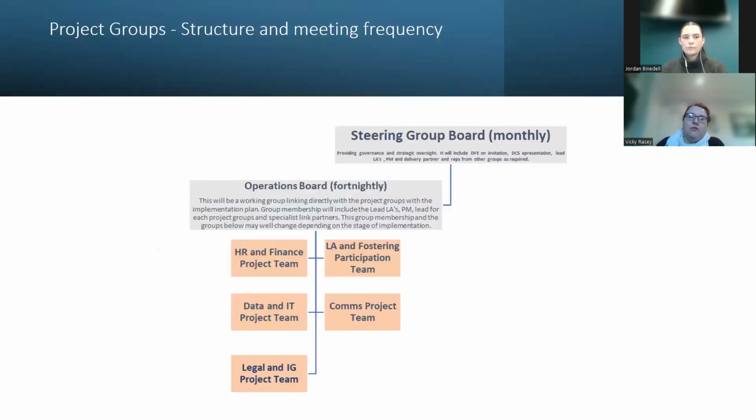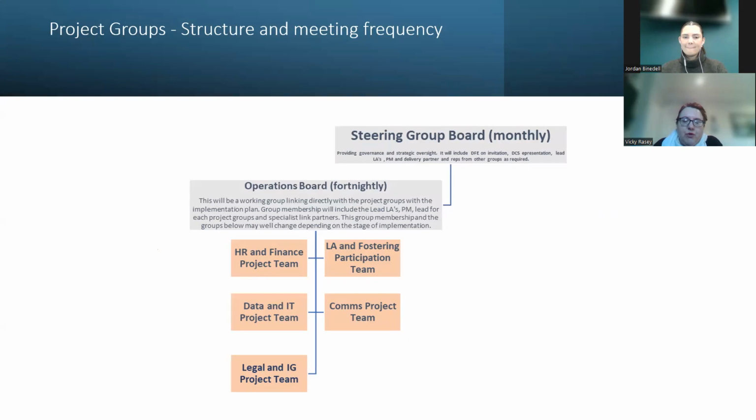This is just an overview of our project groups, so that you can see there's governance of the project in terms of the steering group board. They meet monthly. That's representatives from the 2 lead local authorities, Cornwall and Wiltshire, as well as director level input and Department for Education input, and myself and our delivery partner Mutual Ventures are on that board.